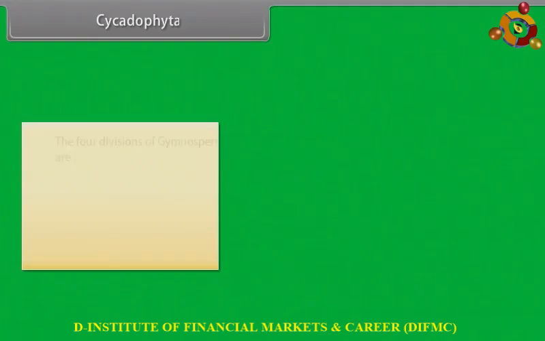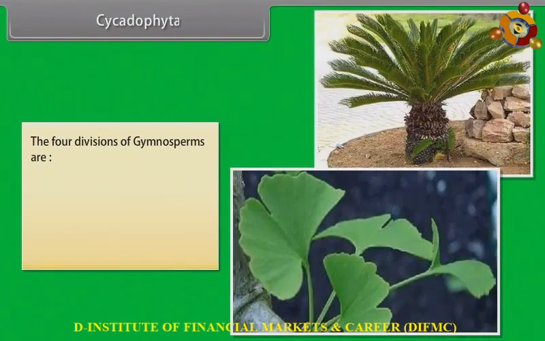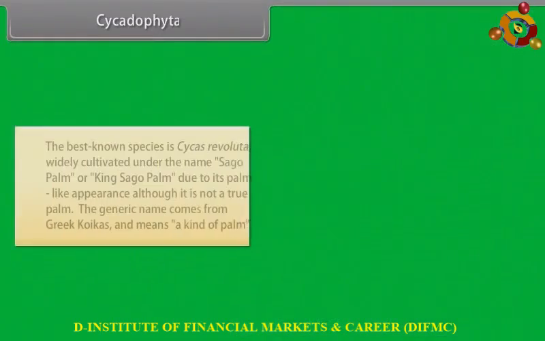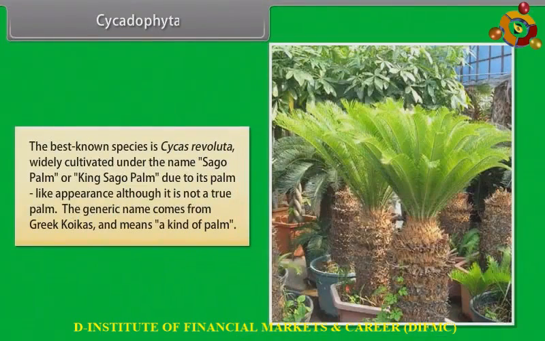Cycadophyta. The 4 divisions of gymnosperms are Cycadophyta, Cycas; Ginkgophyta, Ginkgo; Gnetophyta, Ephedra; Coniferophyta, Pinus. The best-known species is Cycas revoluta, widely cultivated under the name sago palm or king sago palm due to its palm-like appearance, although it is not a true palm. The generic name comes from Greek koikos and means a kind of palm.